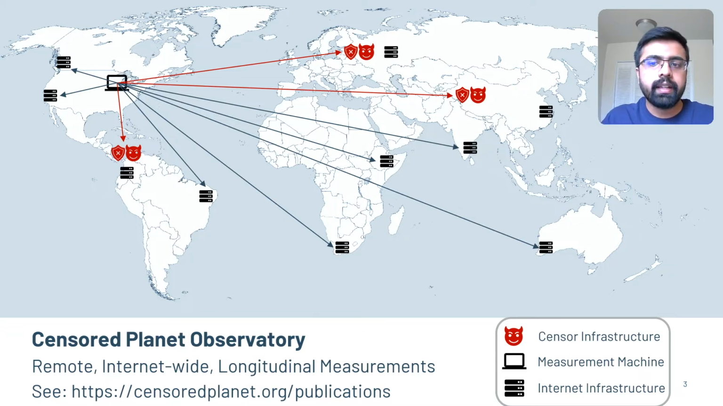This allows us to collect measurements very regularly and obtain a comprehensive picture of censorship in a large number of countries and across large time spans. We've been collecting data on a variety of censorship techniques in over 200 countries since 2018. To learn more about our measurement techniques, you can visit the publications on our website.